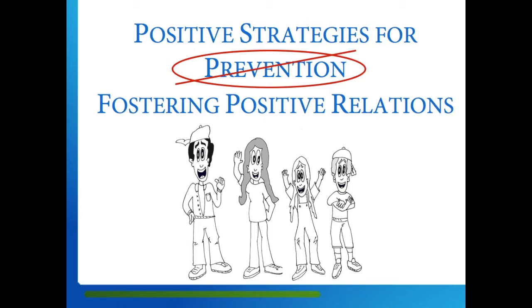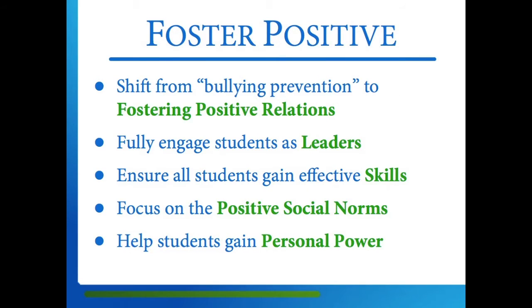Next, we're going to discuss positive strategies for, not prevention, but for fostering positive relations. We need to shift from trying to prevent the negative to trying to increase the positive. Strategies to foster positive relations include shifting from bullying prevention to fostering positive relations, fully engaging students as leaders, ensuring that all students gain effective skills, focusing on the positive norms held by the majority of students in your school, and helping students gain personal power.